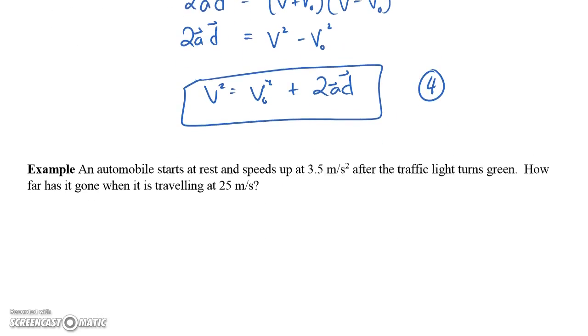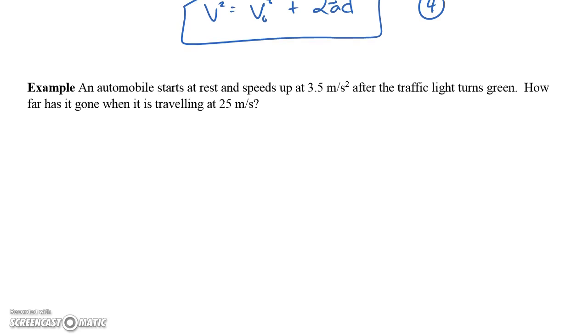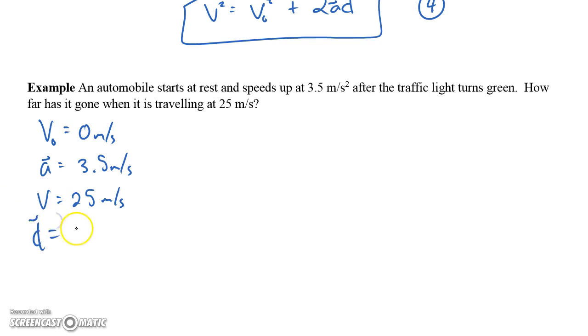So let's take a look, because sometimes time is very difficult to measure. Let's look at this example here. An automobile starts at rest, speeds up at 3.5 meters per second squared when the light turns green. How far has it gone when it's traveling 25 meters per second? So, starts at rest, v naught equals 0 meters per second. Acceleration equals 3.5 meters per second squared. And v equals 25 meters per second. And we're looking for how far it has gone, so our displacement.